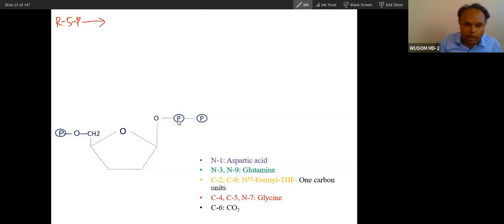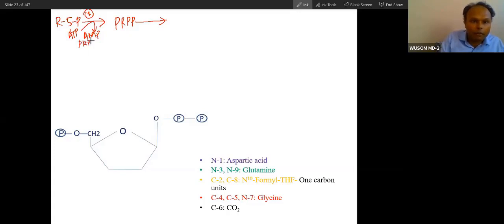This is a pentose sugar and then pyrophosphate. This ribose 5-phosphate will convert into PRPP, because of ATP. ATP will convert into AMP. Now this is the first step. So I am also writing the steps here. The enzyme required is PRPP synthase. Synthase, so very easy to remember.